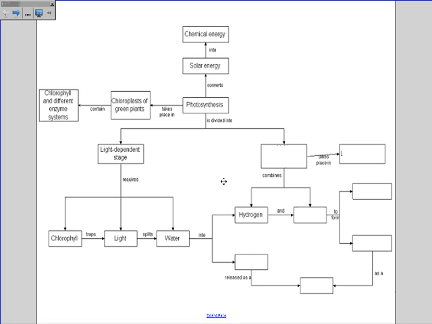The first is hydrogen, and the second is oxygen. Plants don't need oxygen in order to survive, so that's released as a waste product, or a byproduct. The hydrogen is then used in the second process.